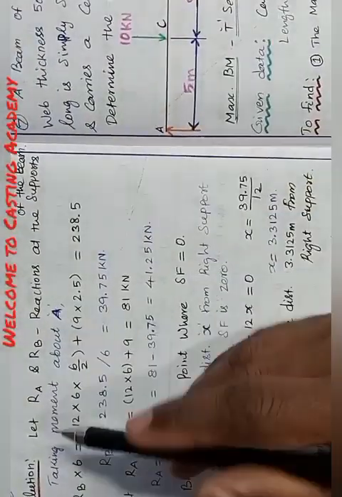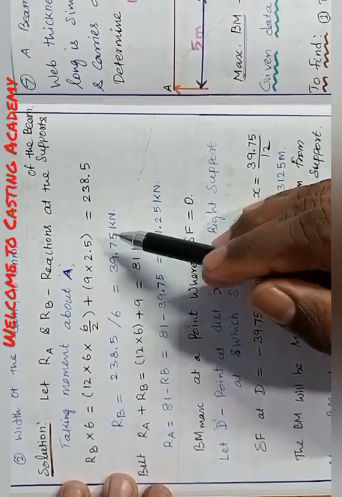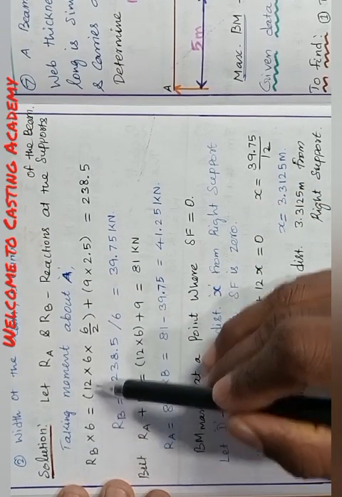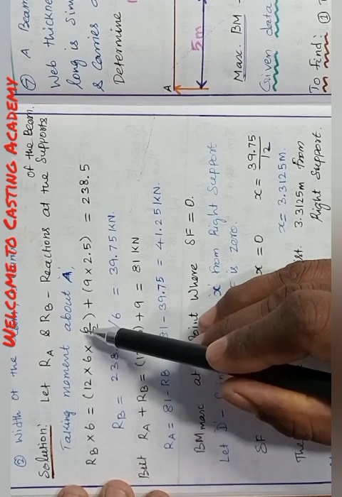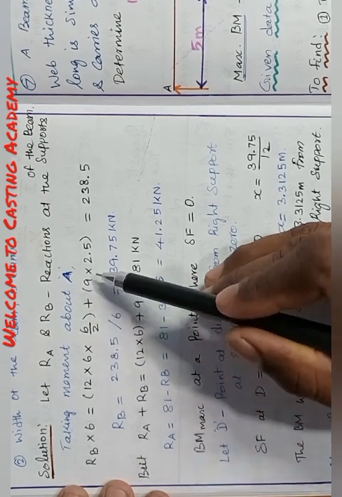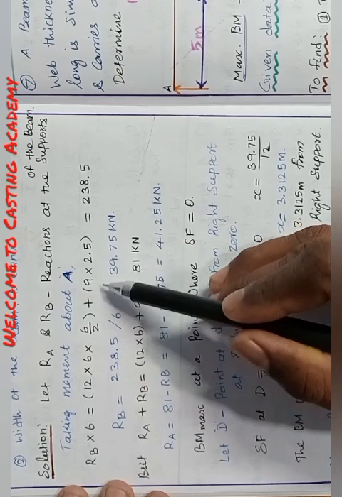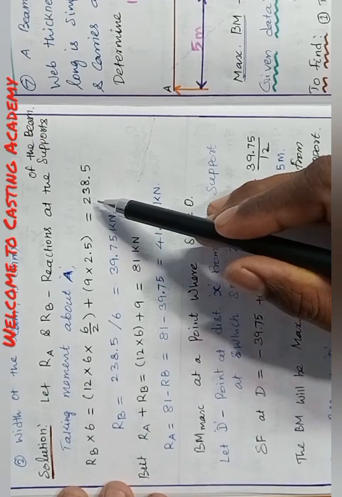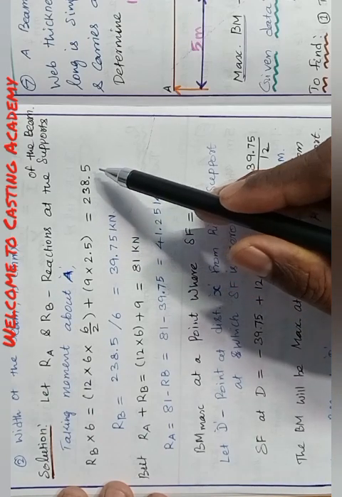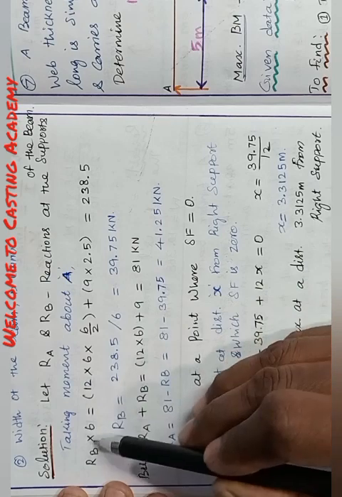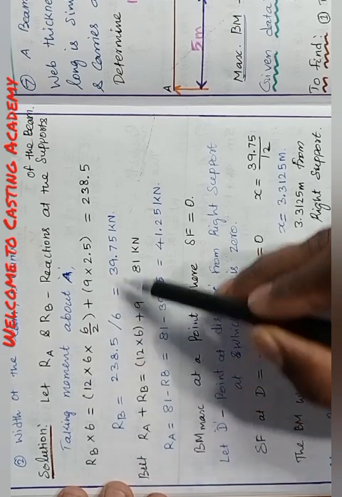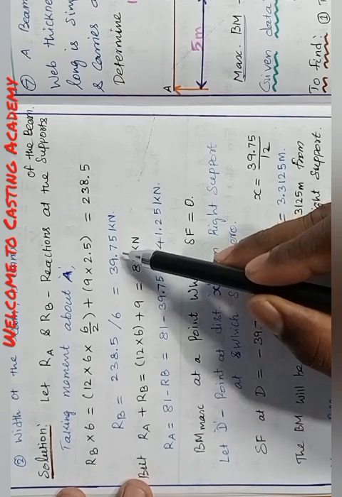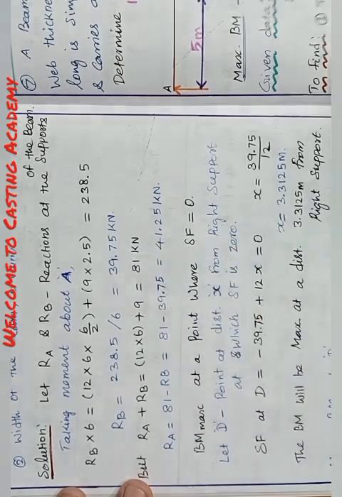Taking moment about A, RB into 6 is equal to 12 into 6 into 6 by 2 plus 9 into 2.5. So these are the reaction forces. We got 238.5, so RB equal to 238.5 divided by 6 equal to 39.75. That is the right reaction, 39.75 kilonewton.